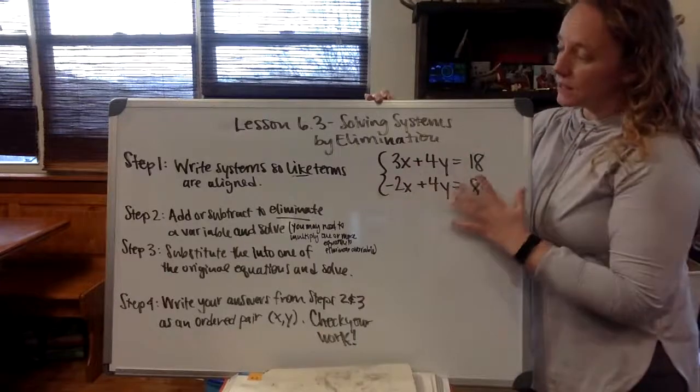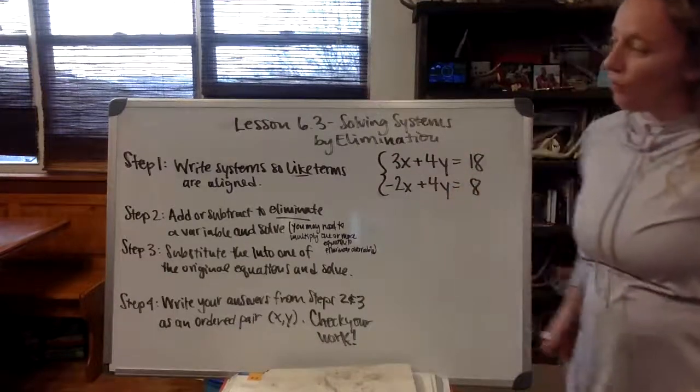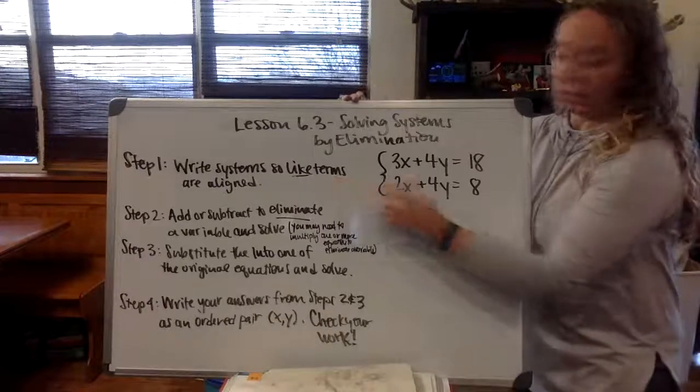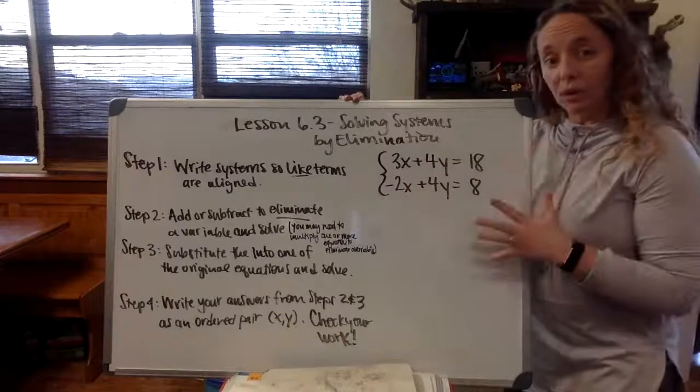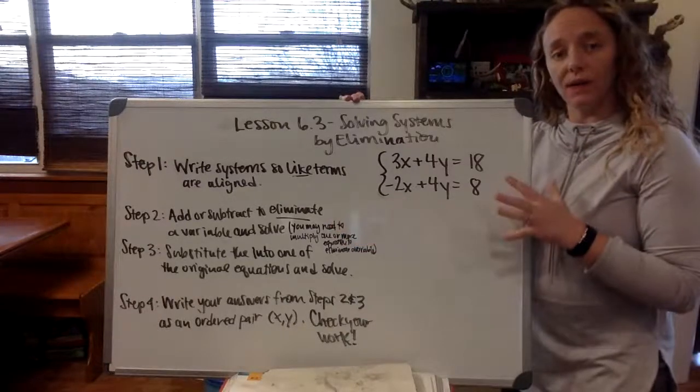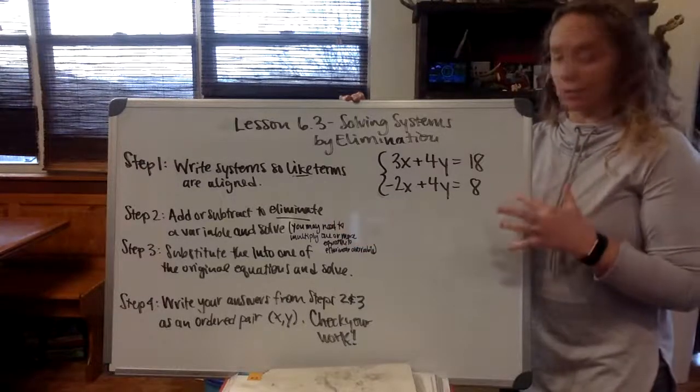This system is fairly straightforward in that we don't have to do any extra work with our like terms. We don't have to align them at all. But what we will have to pay attention to is step 2, where we have to think about, are we going to add or subtract?